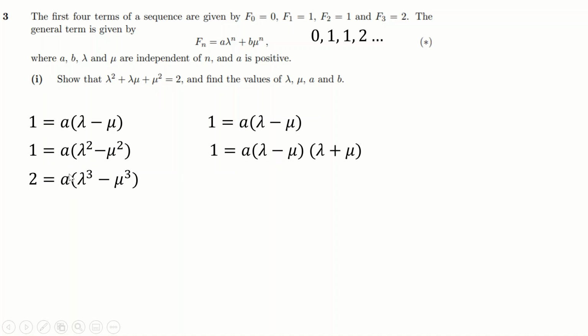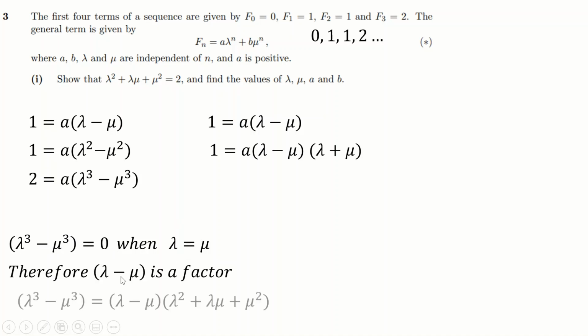And now this one, and this is why I stress you have to do the prep before you do this, because the prep talks you through how to factorize this. Lambda minus mu is 0 when lambda equals mu, because if lambda is the same as mu, that's something to the power 3, take away itself to the power 3, which is obviously 0. Now what that means is that lambda minus mu is a factor of this, because lambda minus mu is also 0 when lambda equals mu. So you get 0 equals 0 times something. So that works, right? So this is a factor.